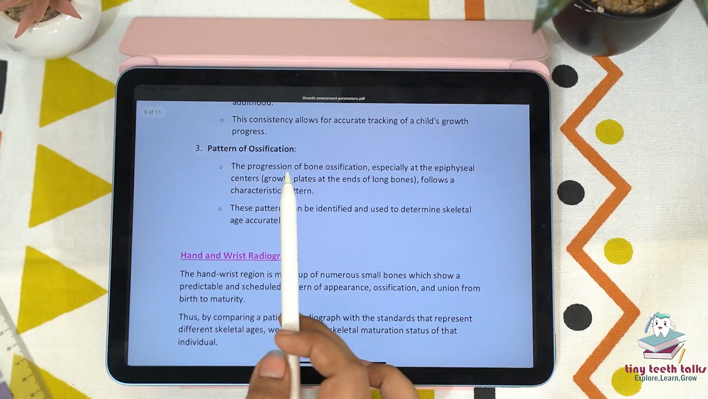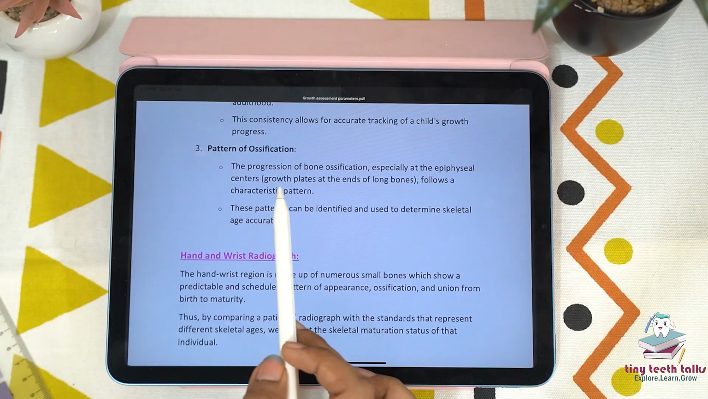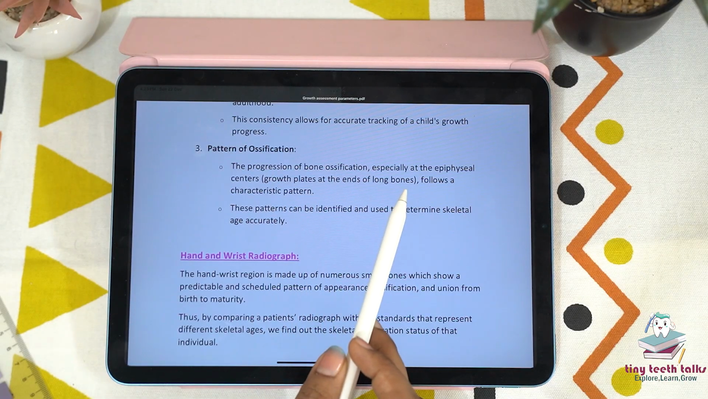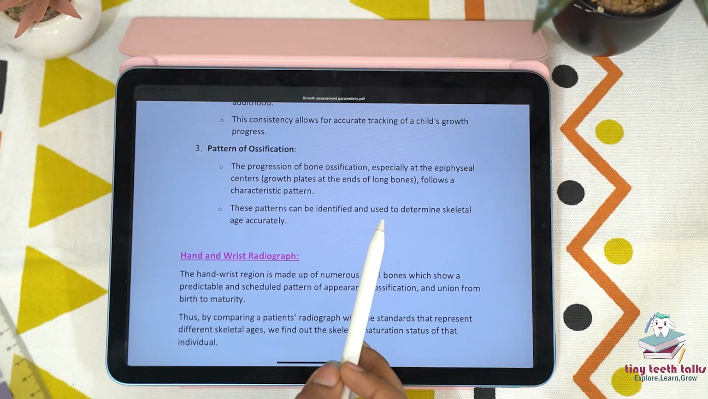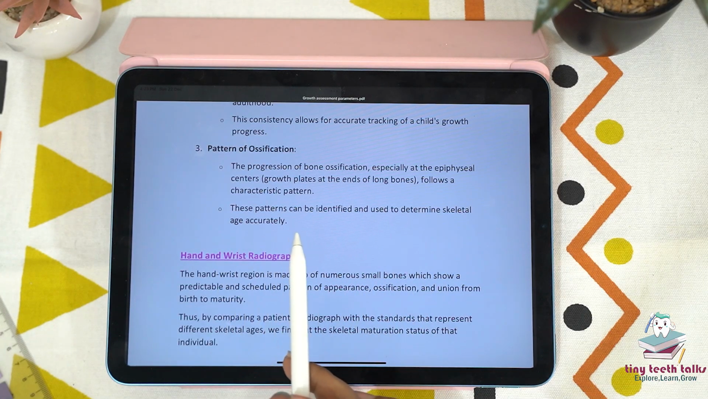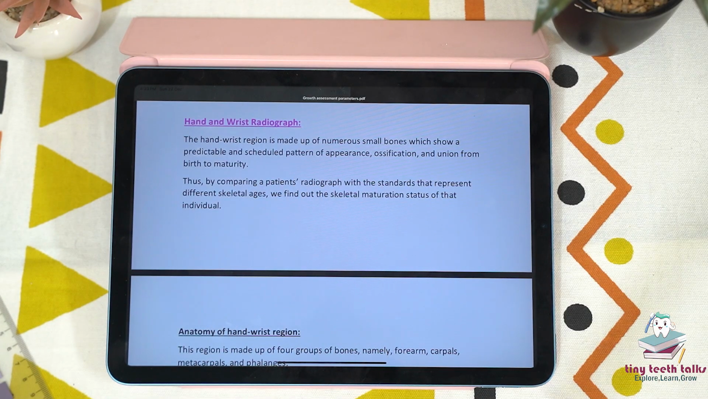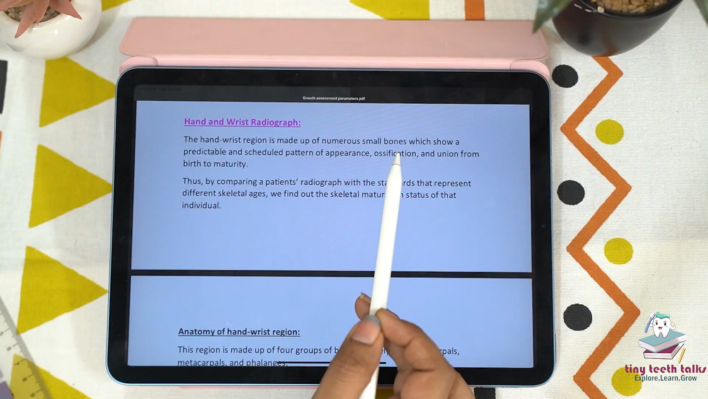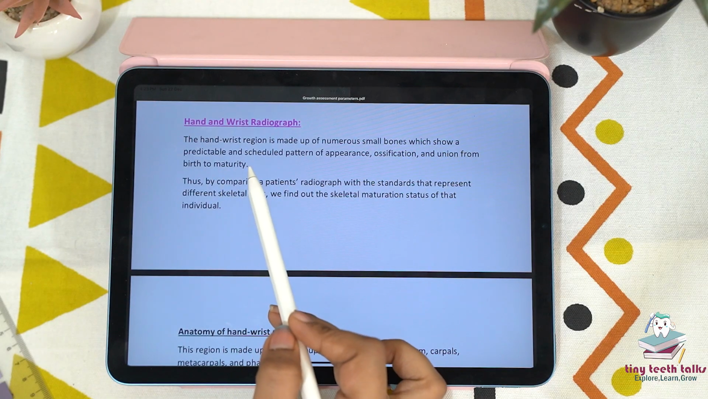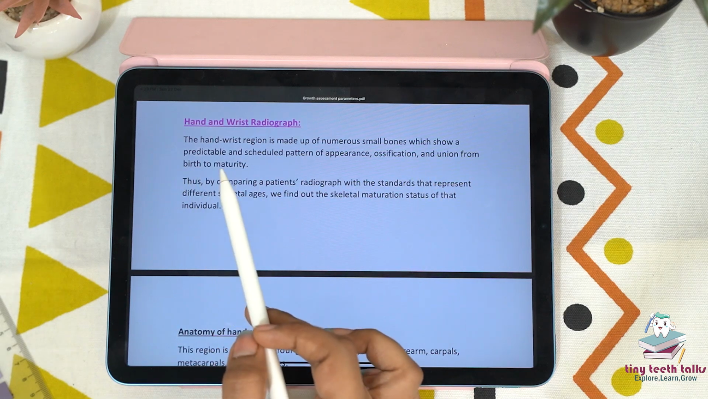Pattern of ossification. The progression of bone ossification, especially at the epiphyseal center, which is the growth plates at the end of the long bone, follows characteristic patterns, and these patterns can be identified and used to determine skeletal age accurately. Coming to the hand and wrist radiograph, which is more commonly used. The hand-wrist region is made up of numerous small bones, which show a predictable and scheduled pattern of appearance, ossification, and union from birth to maturity.